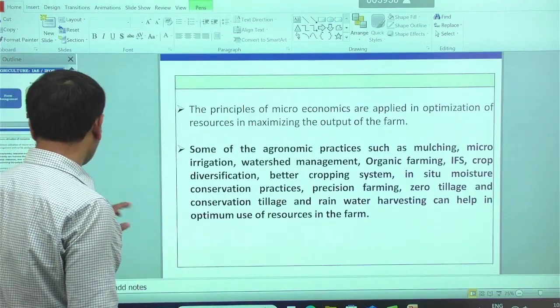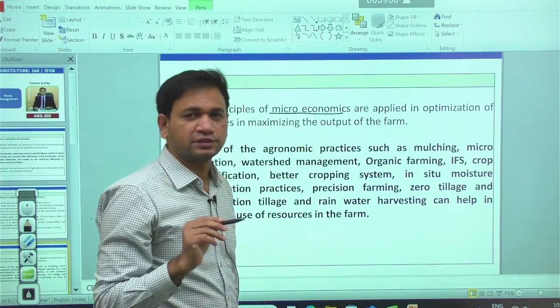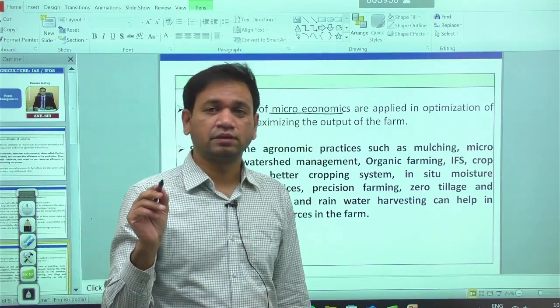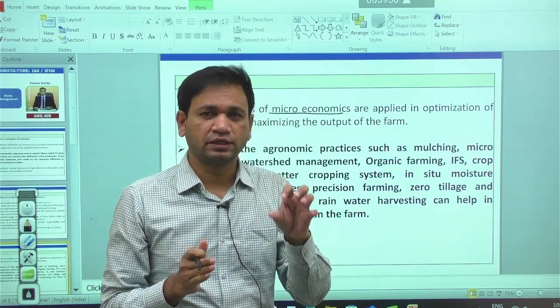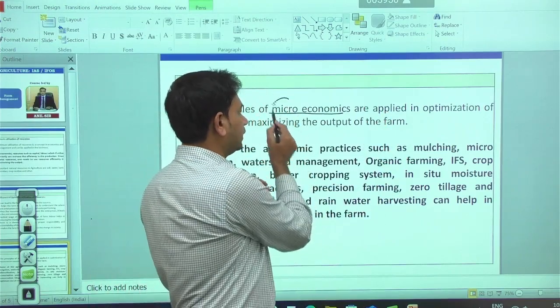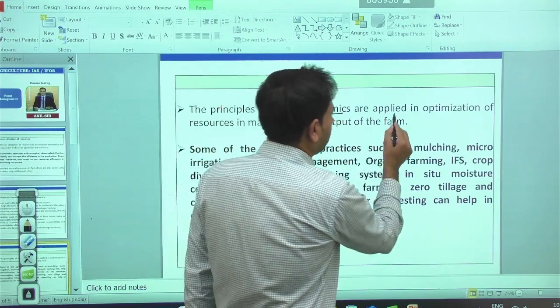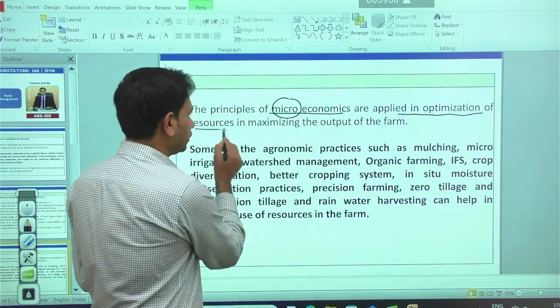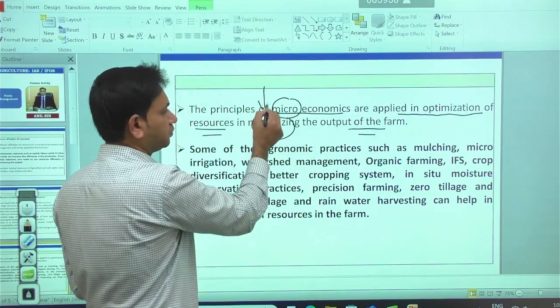So again, the principle of microeconomics, because in the first class we said that farm management mostly comes under microeconomics, because we are studying the farm at the individual level. That is the reason it's called microeconomics. And here the principles of microeconomics are applied in the optimization of resources, maximizing the output to the farmers.